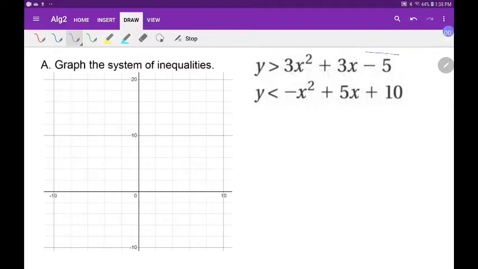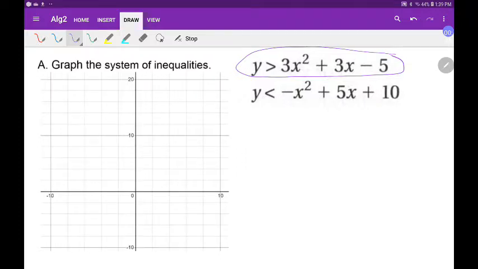Okay, so let's see. I'm going to do this one in purple. I need to graph both parabolas, and I'm thinking about factoring because I think that's probably the easiest way. I'm looking at the 3 and the -5, thinking 15, -15. Factors of -15 that add up to 3. And I think, that's a problem. They don't. So I think we're looking at the quadratic formula here.